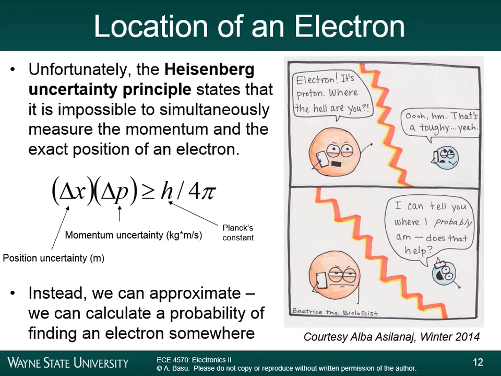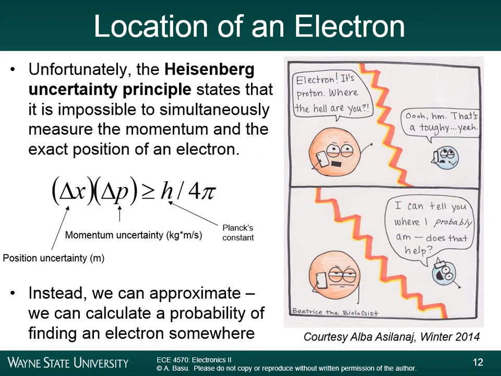So right now we're interested in knowing where the electrons are located. And one of the fundamental things about the Heisenberg uncertainty principle is that it's saying that it's impossible to simultaneously measure both the momentum and the exact position of an electron. Okay, and to understand where the Heisenberg uncertainty principle comes from, we have to get more into quantum mechanics, which is not the focus of this class. We're going to focus on what it means in terms of semiconductor devices and orbitals and probability density functions and so on.